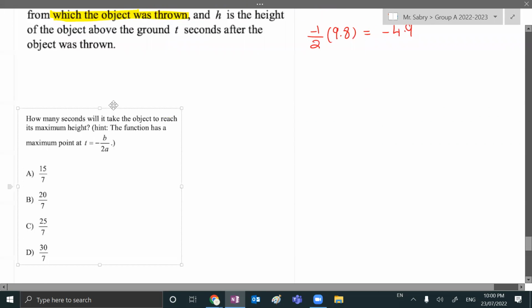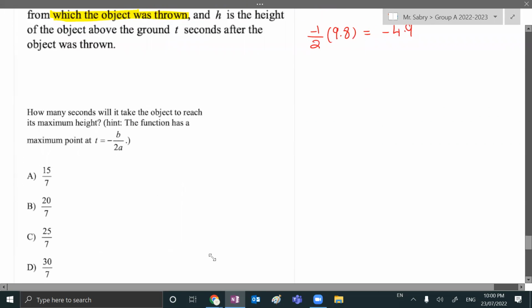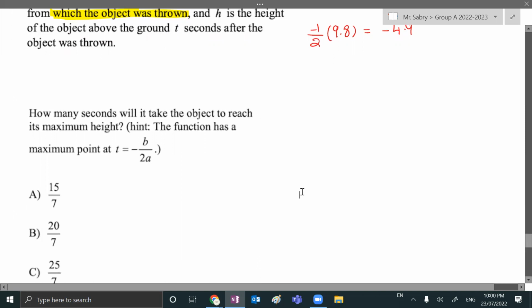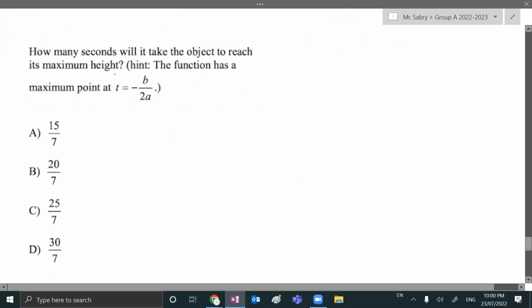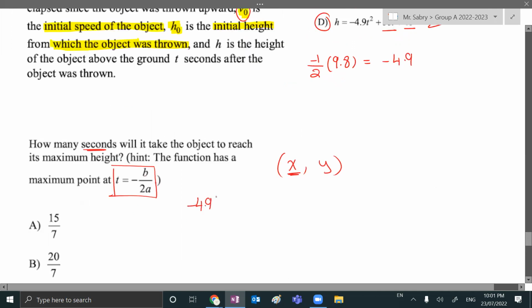Now, this one, how many seconds will it take the object to reach its maximum height? And we discussed that the only thing, and actually he gave you a hint here, is that we need negative b over 2a. So how many seconds, the t, but they don't want the maximum height itself. So this means that he wants the x coordinate of the vertex, not the y. So since we've already got the equation right there, negative 4.9 t squared plus 35t plus 40, we just do negative b over 2 times the a, which is negative 4.9.